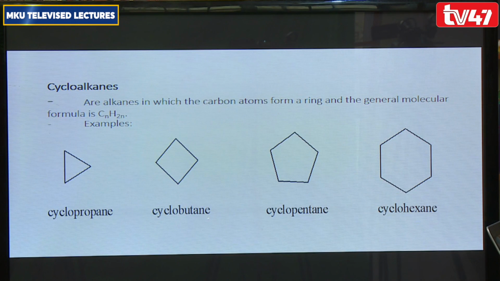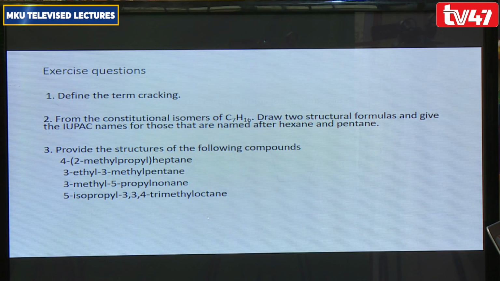Now, if you have branched cycloalkanes, or substituted cycloalkanes, usually you consider the first substituent as position 1. And you number them, whether clockwise or anti-clockwise, in a manner that gives you the lowest numbers. So then we end up looking at exercise questions.